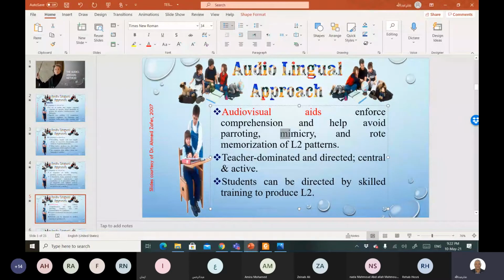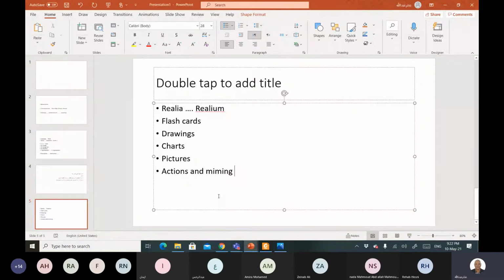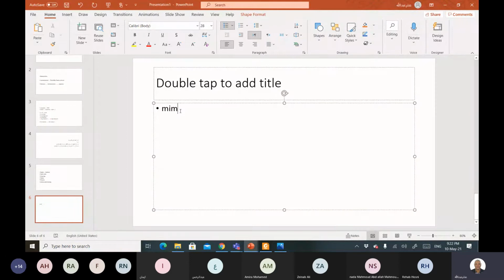There is also mimicry and memorization of language patterns. وهتلاقوا انه في الفيديو كليب اللي شفتوه most of the activities are just repetition drill. So احيانا بنسمي الطريقه دي كمان نطلق عليها اسم mim and mim. mim and mim يعني mimicry يعني imitation and mem يعني memorization. Memorization, the students memorize the dialogue and they also imitate the teacher in pronouncing the dialogue.